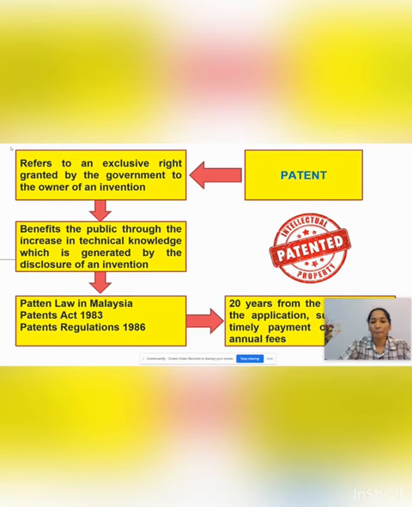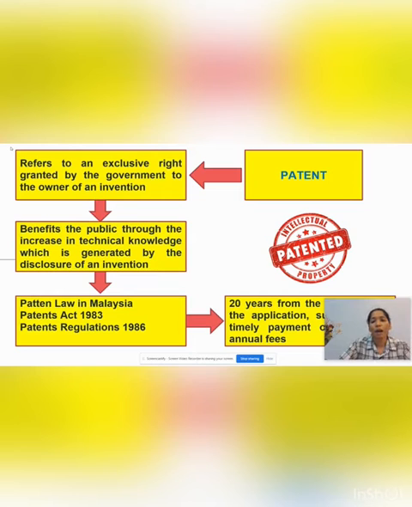And here, patent. A patent refers to an exclusive right granted by the government to the owner of an invention, which gives him limited monopoly right for his new invention in exchange for full disclosure of his invention to the public. The patent system benefits the public through the increased technical knowledge generated by the disclosure of an invention and concurrently benefits the inventor through the exclusive right given over his invention for a period of time.